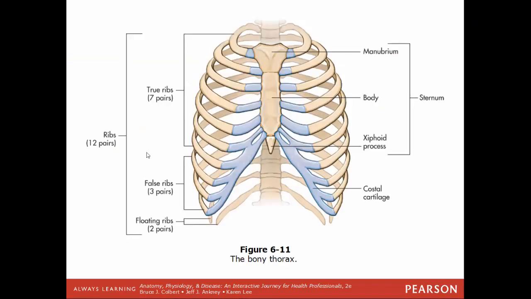Okay, here's an illustration of the thorax. The sternum, or the breastbone, here in the middle. Of course, all the ribs that are attached. The first 7 pairs of ribs are the true ribs. Then the next 3 pairs are called false ribs. Then the last 2 pairs are called floating ribs.